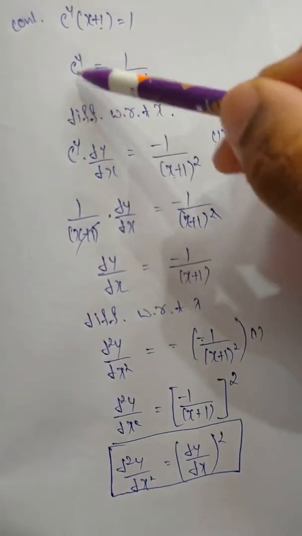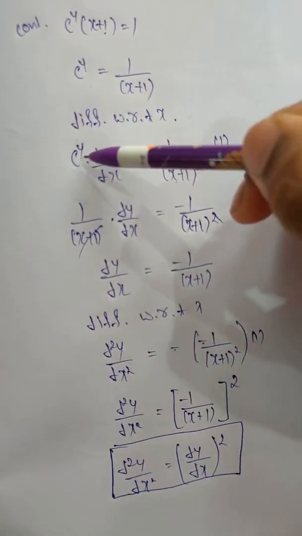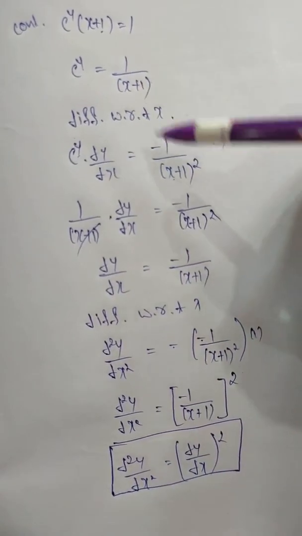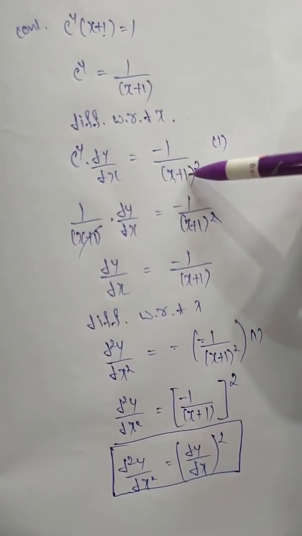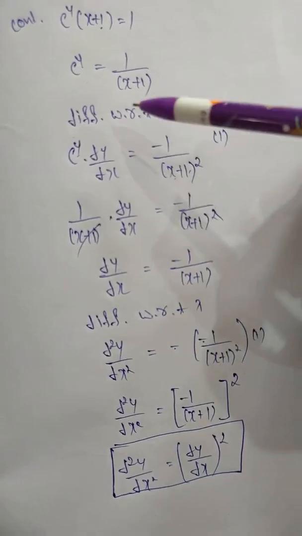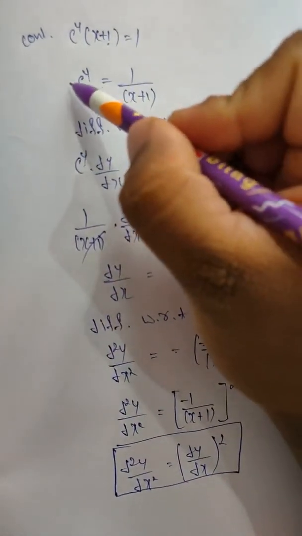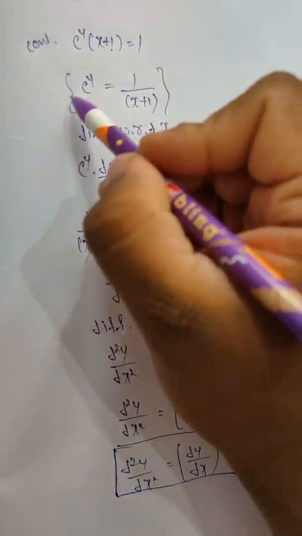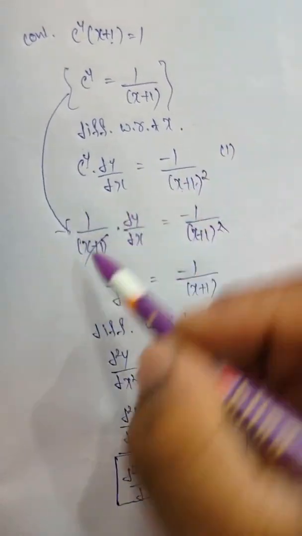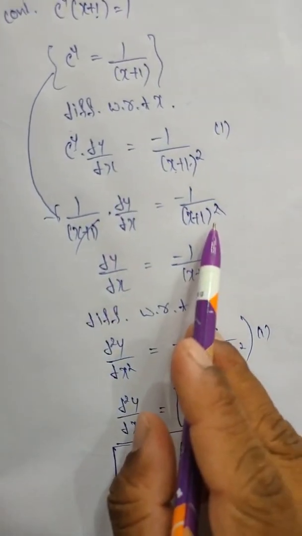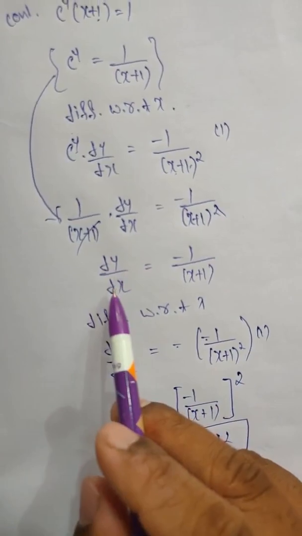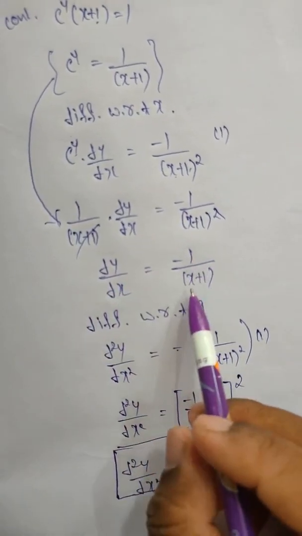Differentiate with respect to x. The differentiation of e to the power of y is e to the power of y into dy by dx. The differentiation of 1 by x plus 1 is minus 1 by x plus 1 whole square. Again, the differentiation of x plus 1 is 1. Now, what is e to the power of y? E to the power of y is 1 by x plus 1. I am substituting here, so x plus 1 and x plus 1 will be cancelled. Now dy by dx is equal to minus 1 by x plus 1.